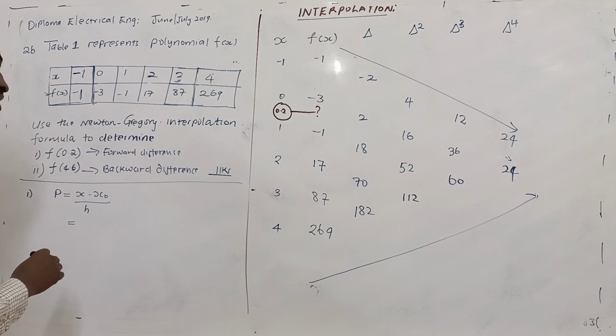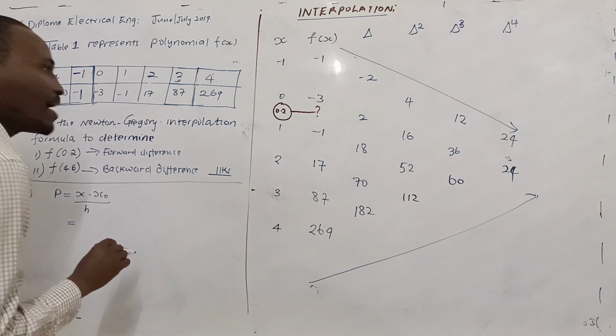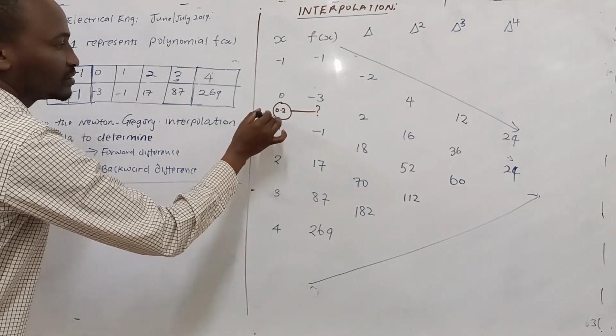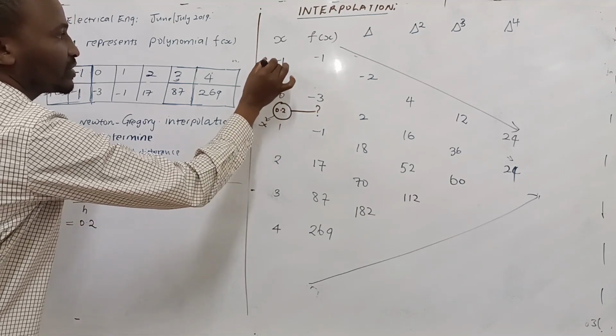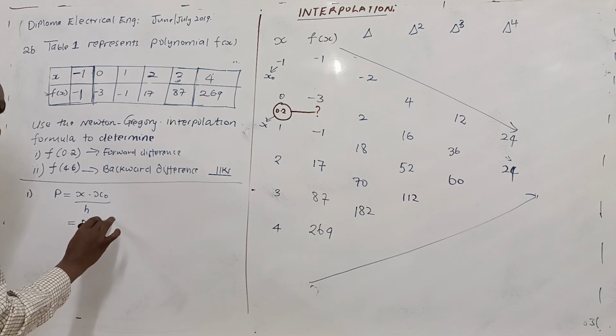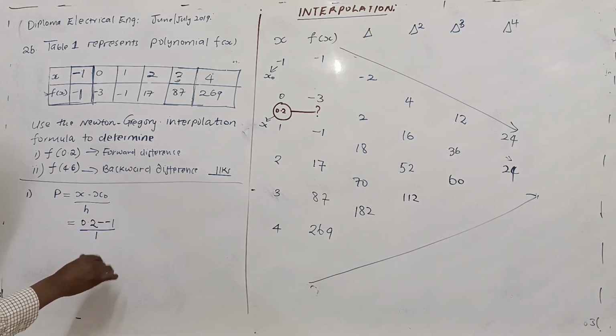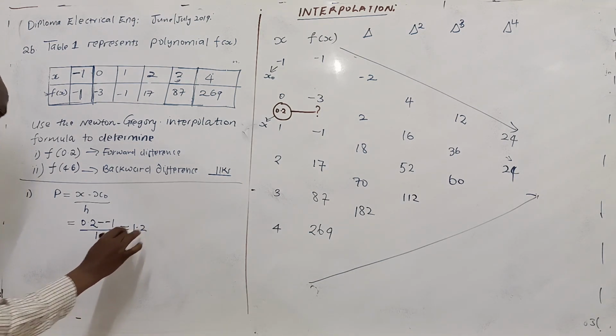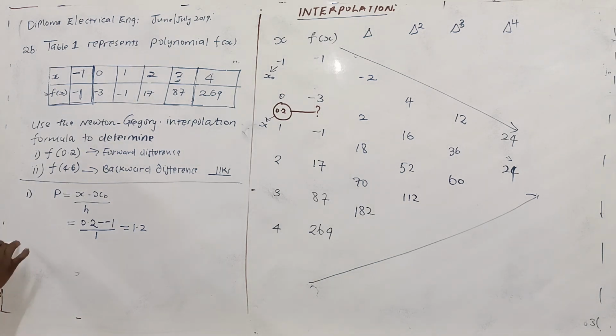So what is our x? Our x is the value whose p we are getting, which is 0.2. I'll take this one as my x naught. According to the formula, 0.2 minus (-1), all over h, where h is 1, so this will be 0.2 plus 1, which is 1.2. P is 1.2. So that our yp, which is the same as f of 0.2, or we can call it y 0.2.